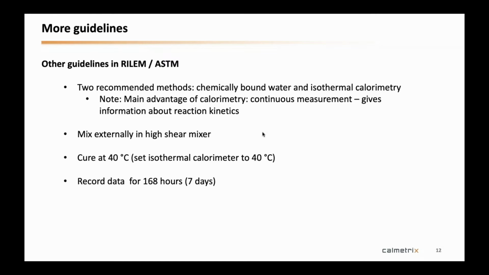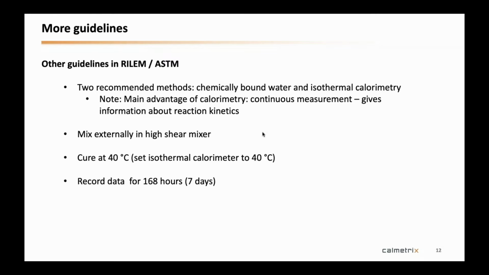Actually, now that I say that, I'm not entirely sure that this is what the RILEM says, but I'm sure that this was what the ASTM draft says. So chemically bound water is another method that you can use. It's a thermogravimetric analysis with maybe an easier or less sophisticated setup than a TGA itself, but it is a method that also measures total reactivity.